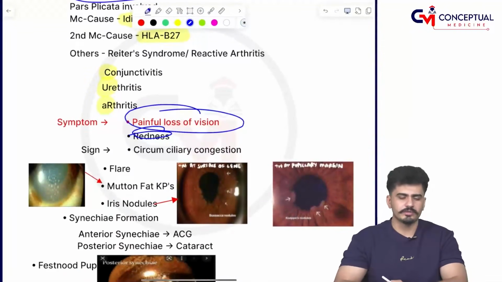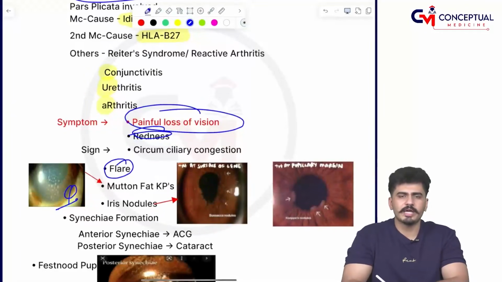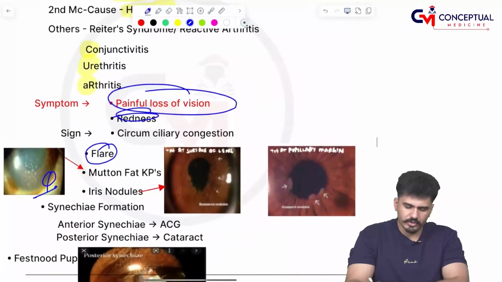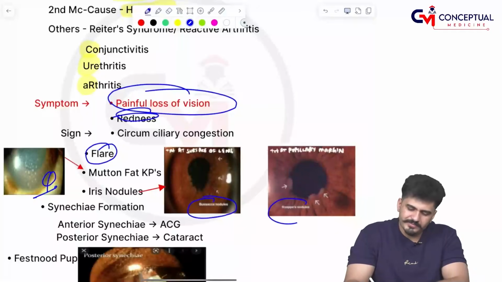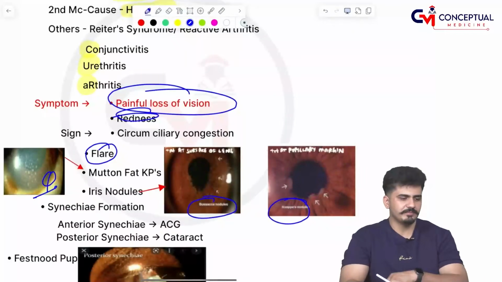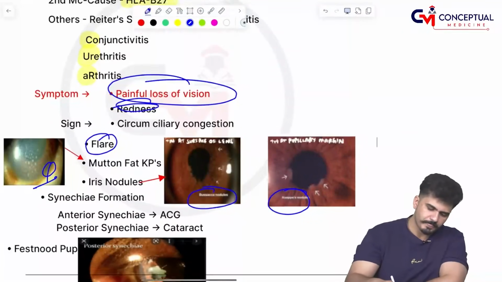And the signs you are going to see are aqueous flare, mutton fat keratic precipitates, and nodules. 2 types of nodules are there, sir, iris nodules. One is Busacca nodules, which are present on the surface of the iris. And one is Koeppe nodules, which are present at the margin of the pupil.